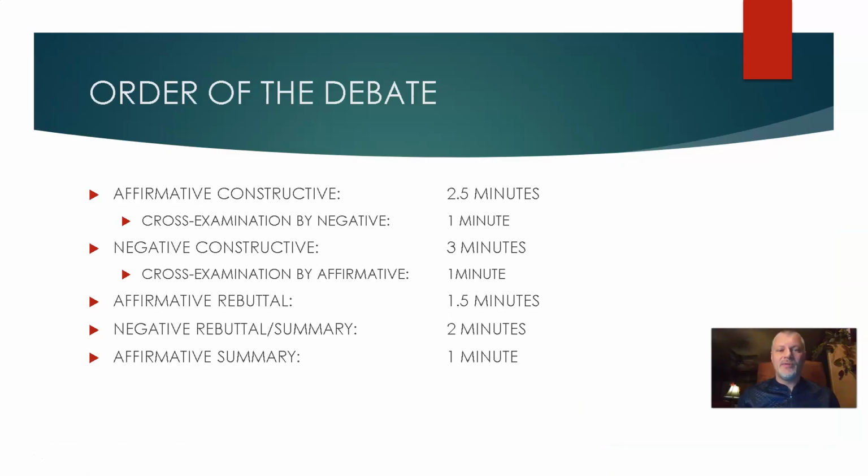As a reminder, the order of the debate begins with the affirmative constructive speech for 2.5 minutes, and then there is a cross-examination by the negative for a minute. Then the negative gives their constructive speech for 3 minutes, with cross-examination by the affirmative for 1 minute. Then there's the affirmative rebuttal for 1.5 minutes, the negative rebuttal summary for 2 minutes, and the affirmative summary for 1 minute. And as of right now, you have not gotten all of the pieces of the debate puzzle yet.